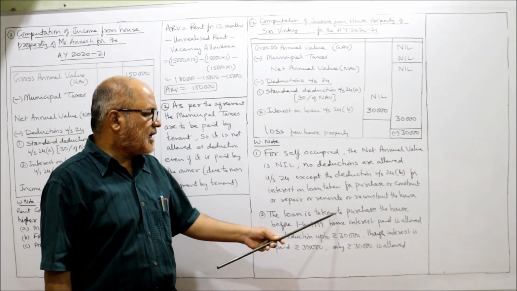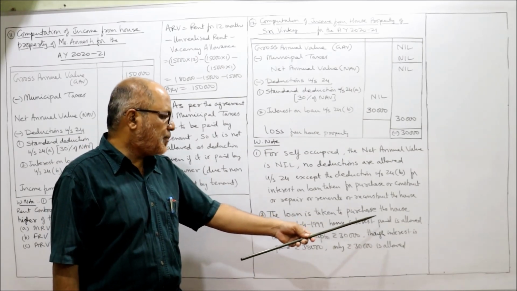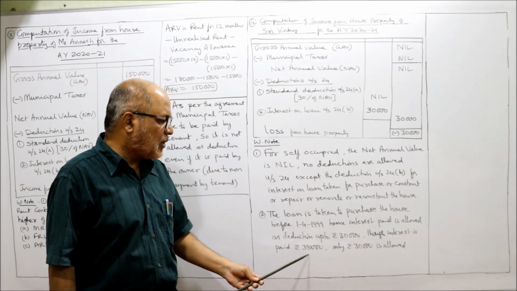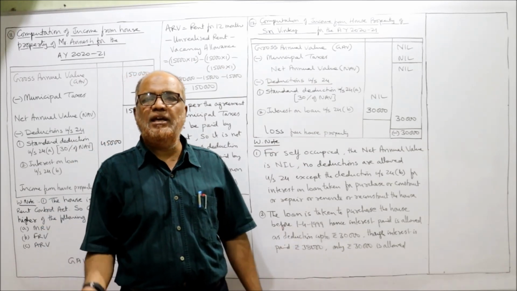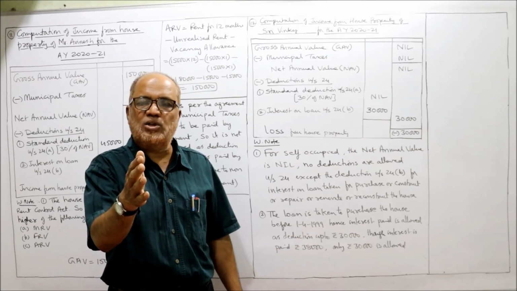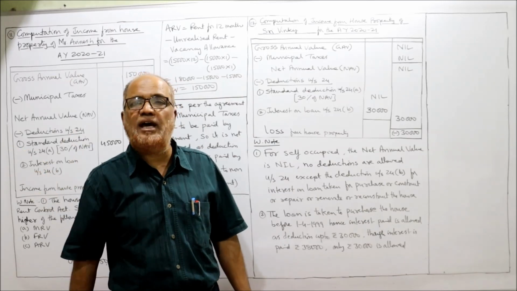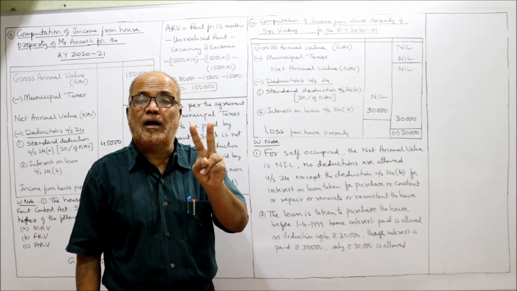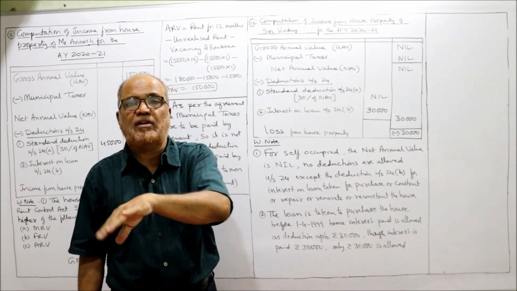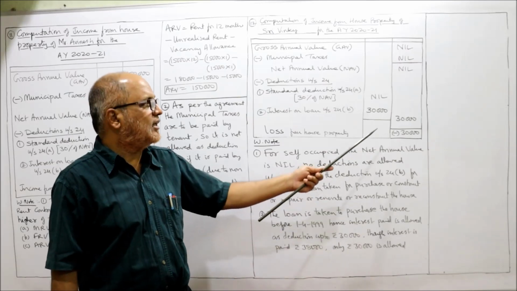The loan is taken to purchase the house before 1/4/1999. Hence, interest paid is allowed as deduction up to 30,000. Though interest paid is 38,000, only 30,000 is allowed, not more than that, because the loan was taken before 1/4/1999. If the loan is taken after 1/4/1999, the limit is up to 2 lakh. The maximum limit of deduction is up to 2 lakh if the loan was taken after 1/4/1999. So here the loan is taken before 1/4/99, up to 30,000 will be allowed.